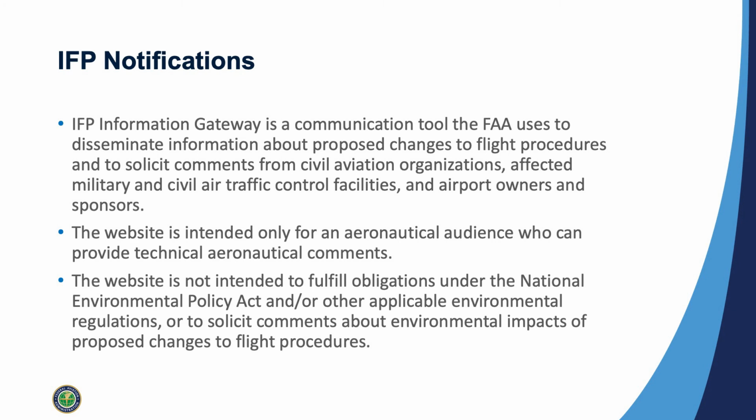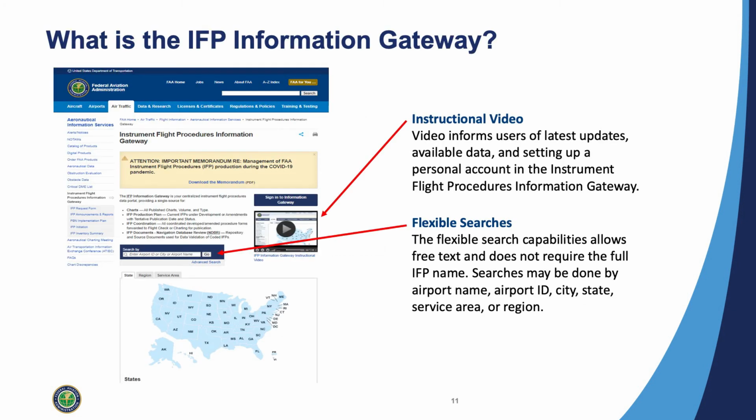So now that we've got that out of the way, let me talk to you about another cool tool on the gateway, flexible searches. This will allow for free text, and searches can be accomplished via airport name or ID, city, state, service area, or region. This feature allows anyone free access to current procedure charts and will allow you to see anything that is currently being worked on. I told you it was pretty cool.